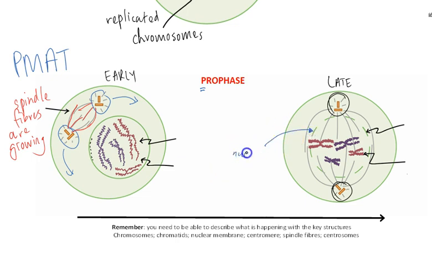You must be able to make reference to this fact that the nuclear membrane is breaking down. So during prophase, the nuclear membrane breaks down, dissolves. Okay, so the spindle fibers grow during prophase. The centrosomes move to opposite ends. What about the chromosomes?